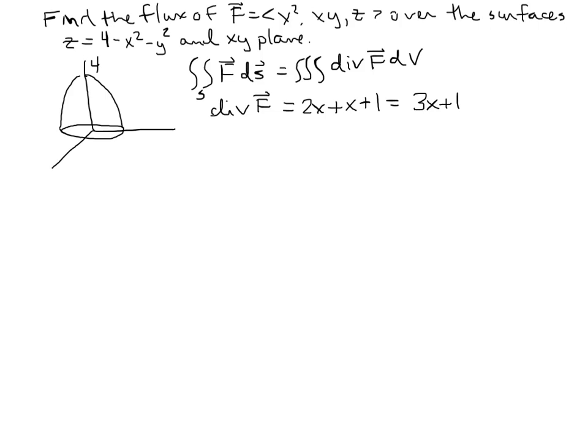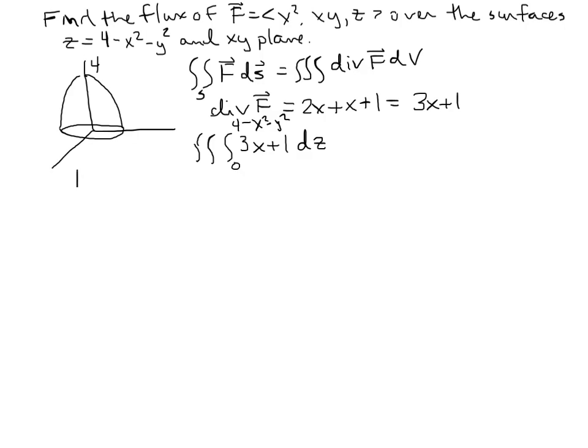So now to set up our triple integral, we are going to have a triple integral of 3x plus 1. Now, I say our most complicated function is z, so I'm going to do dz first. The upper bound of z is the paraboloid, so that goes on the top, 4 minus x squared minus y squared. And the lower bound is 0.